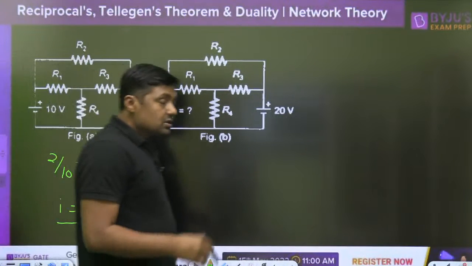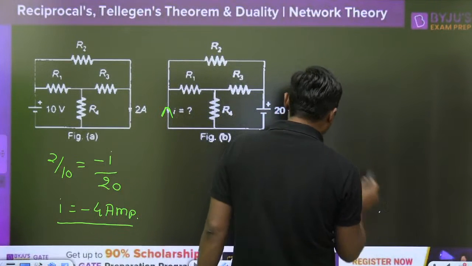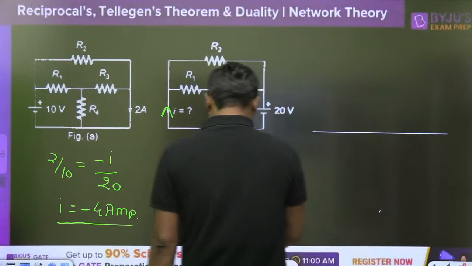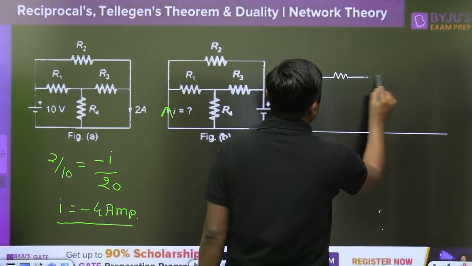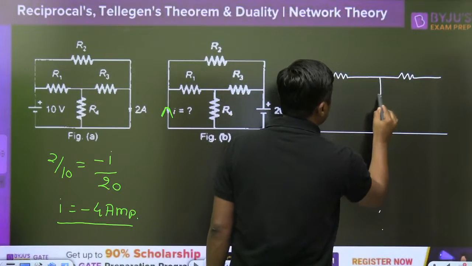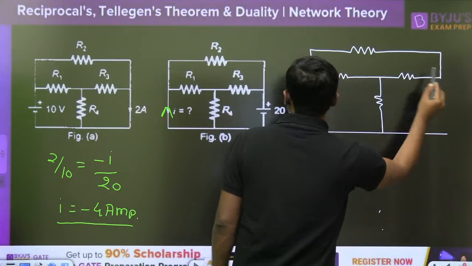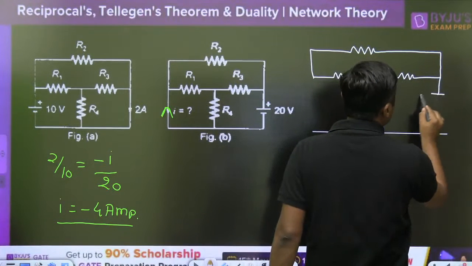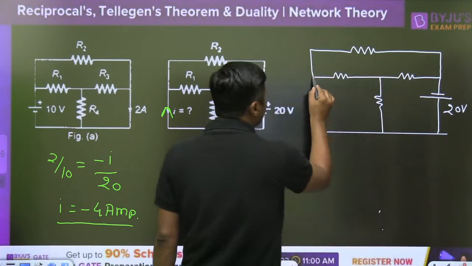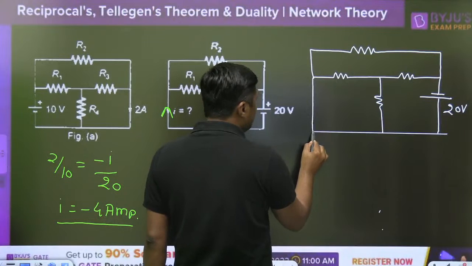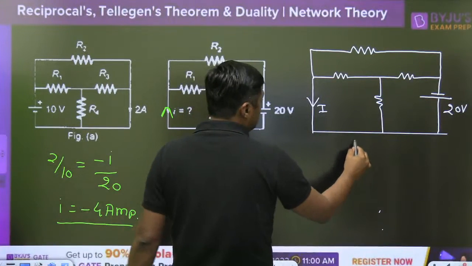Always. In the third case, it is possible they may change the polarity of the battery. For example, if this is the case, we have no idea about the resistors, but this battery polarity is reversed. Everyone, what will be the answer? This is the 20 volt. You have to find the current here. Compare with figure A. This is figure C.